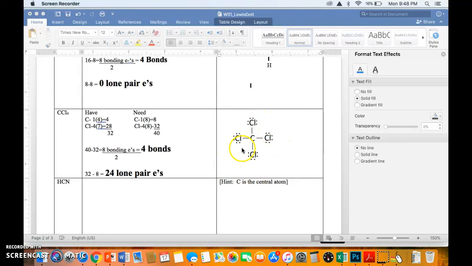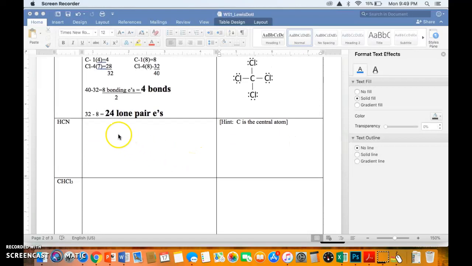So as you can see here, here's my final Lewis dot structure of carbon tetrachloride, where each element has a full octet. Chlorine has 2, 4, 6, 8. This chlorine has 2, 4, 6, 8. This chlorine has 2, 4, 6, 8. This chlorine has 2, 4, 6, 8. And this carbon has 2, 4, 6, 8. Do I have 4 bonds? Yes. Do I have 24 lone pair electrons, or 24 dots? Yes. That's my Lewis dot structure for CCl4.